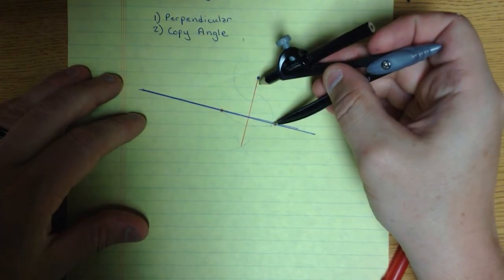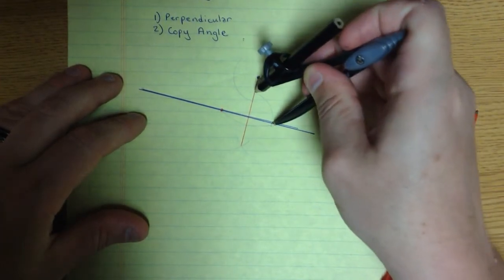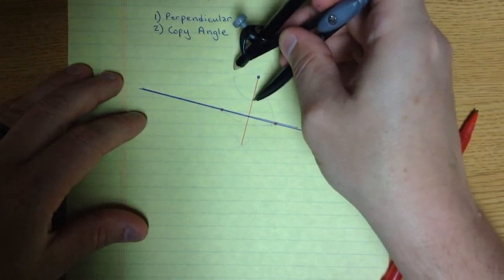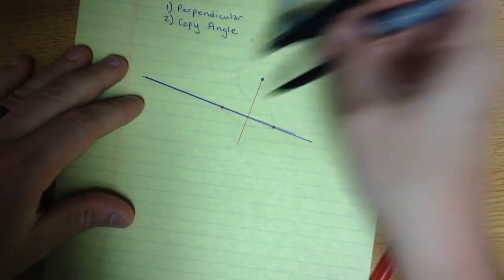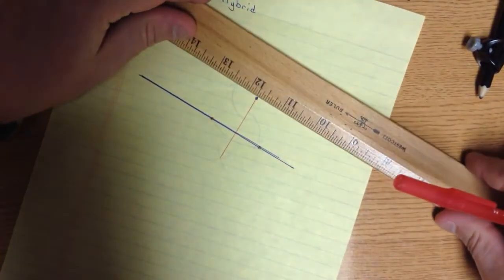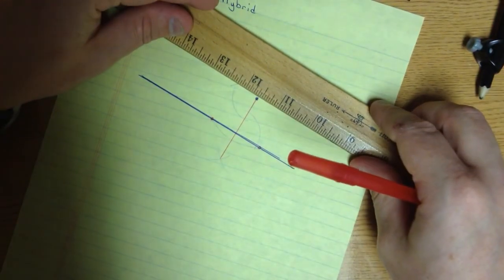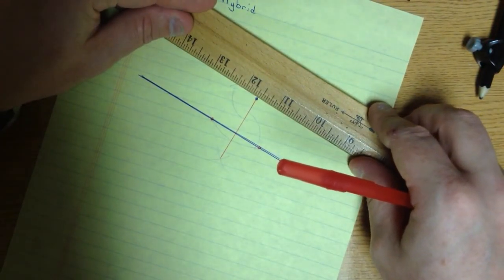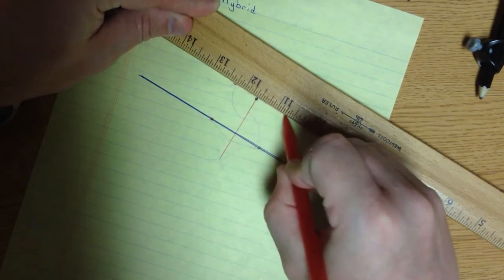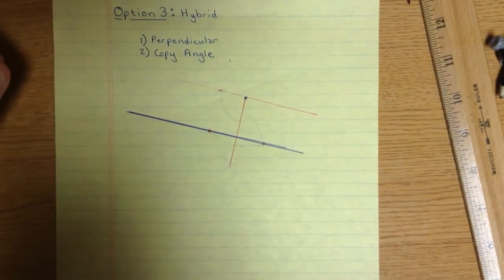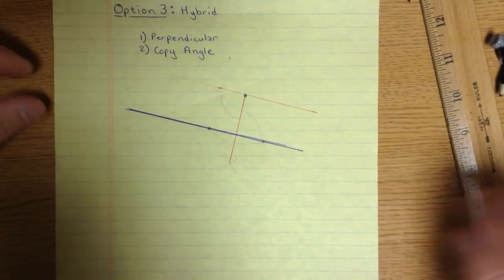We're now going to measure this distance from here to there. And turn the ruler around so we can see how close it is. And it looks like it is about right there. And again, might be a little bit off, but you just have to play around with it and practice a little.